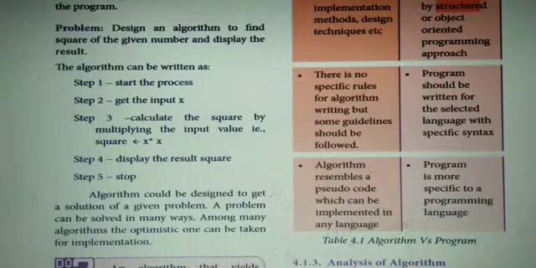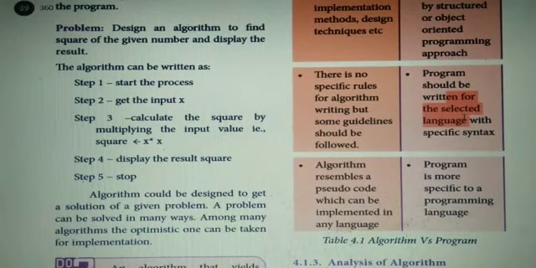There are no specific rules for algorithm writing, but some guidelines should be followed. In a programming language, it depends on the syntax. Syntax means predefined rules and regulations, but the same structure we should follow in a programming language. Then, an algorithm resembles pseudocode, which can be implemented in any language.